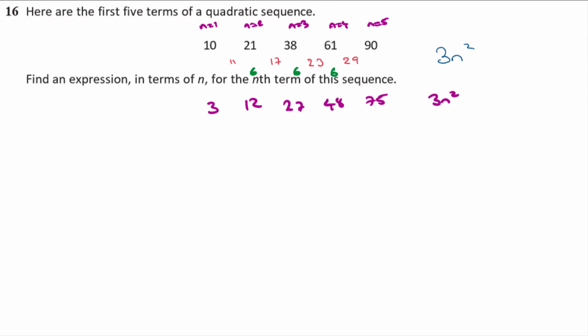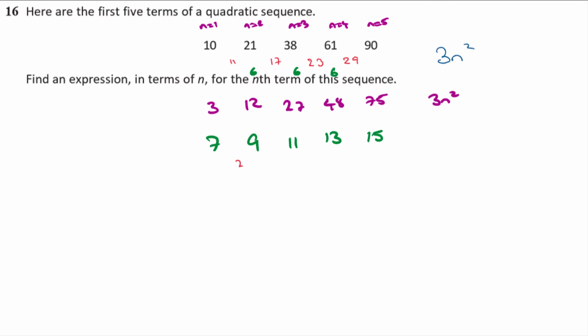So what's that then? The difference is 10 take away 3 is 7, 21 take away 12 is 9, 38 take away 27 is 11, 61 take away 48 is 13, and 90 take away 75, that is 15. Okay, so now what we've got left with, I hope you can see, is a linear sequence. So this has got a common difference this time.